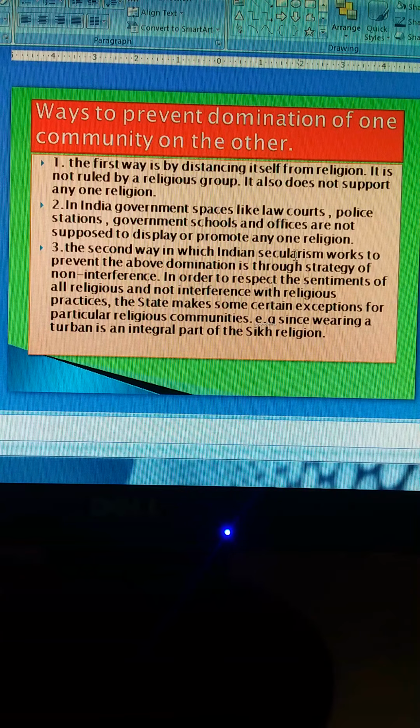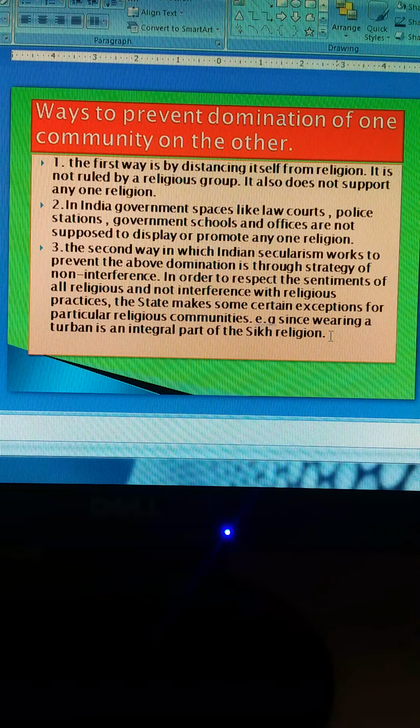The second way in which Indian secularism works to prevent the above domination is through a strategy of non-interference. In order to respect the sentiments of all religions and not interfere with religious practices, the state makes certain exceptions for particular religious communities. We discussed in the last video that wearing a turban is an integral part of the Sikh religion. They are supposed to wear a turban or pagdi. But if a police officer forcefully orders them to open the turban and wear a helmet, it is against that religious practice. To avoid this sort of chaos or social violence, the constitution has made certain exceptions for particular religious communities.